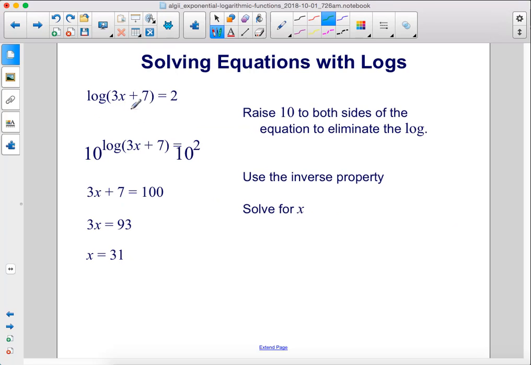Log of 3x plus 7 equals 2. Alright, so let's raise 10 to both sides of the equation to eliminate the log. So we're going to put 10 raised to log of 3x plus 7 equal to 10 raised to the second power. So then we're going to use the inverse property and solve for x. So 10 squared is 100, and 10 raised to the log base 10 power, these are going to cancel out, leaving us with just 3x plus 7. So when we solve this, we get x equals 31.